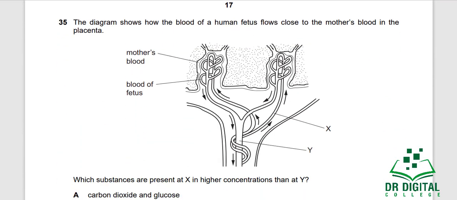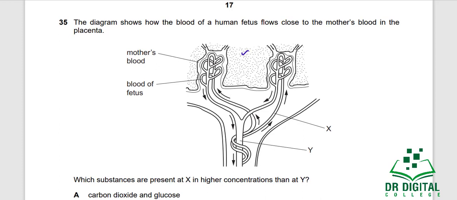In question 35, the diagram shows how the blood of a human fetus flows close to the mother's blood in the placenta. You know that this is the blood sinus, it's here blood present, this is the fetal blood coming in through these villi, it's going out. Mother's blood is there just here in this area, and the blood of the fetus is there inside the tubes. Okay, so mother blood is directly bathing the fetal blood.